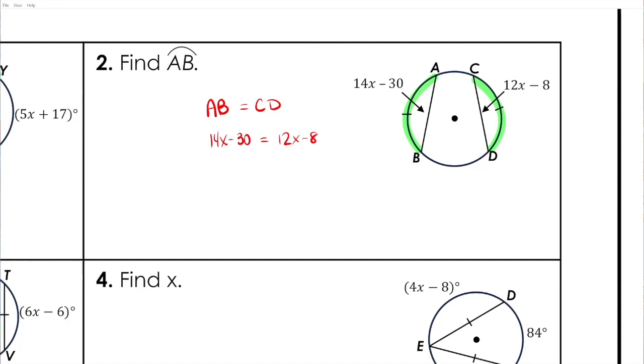We've got a variable on both sides, so we're going to move that variable first. So we're going to subtract 12x. 2x minus 30 is negative 8. Now that we've isolated our variable, we can go ahead and move that constant, add 30.